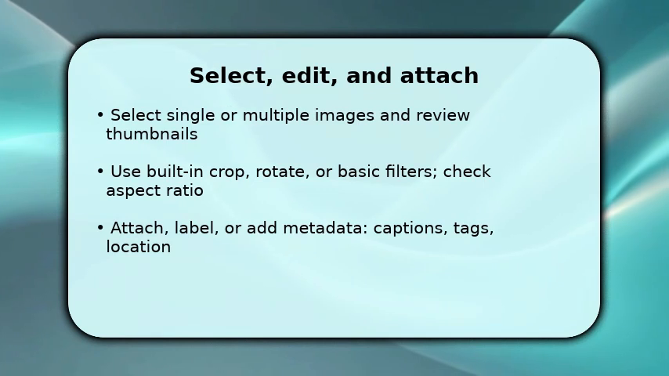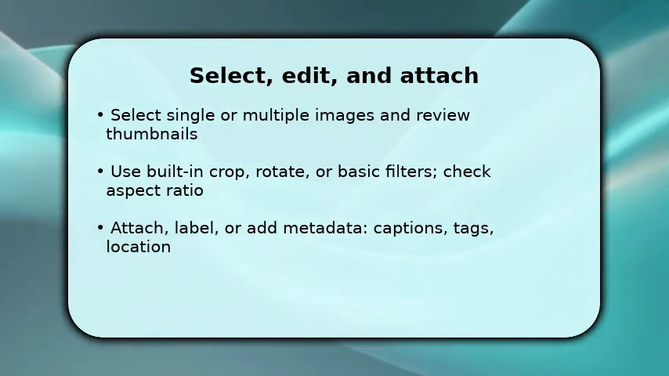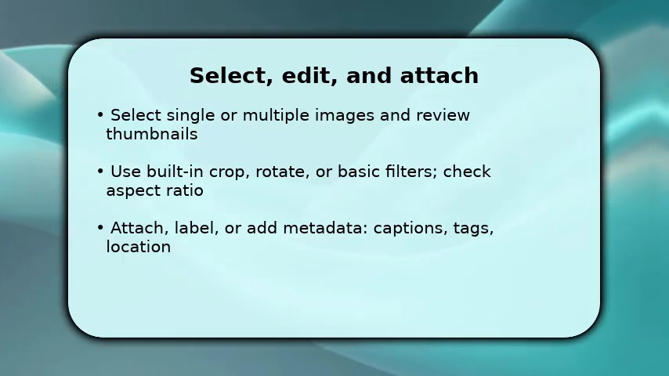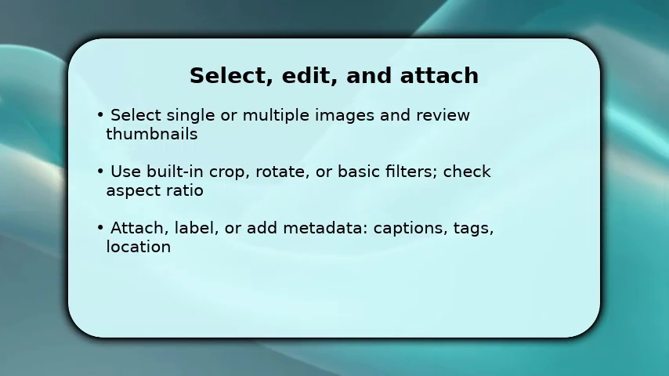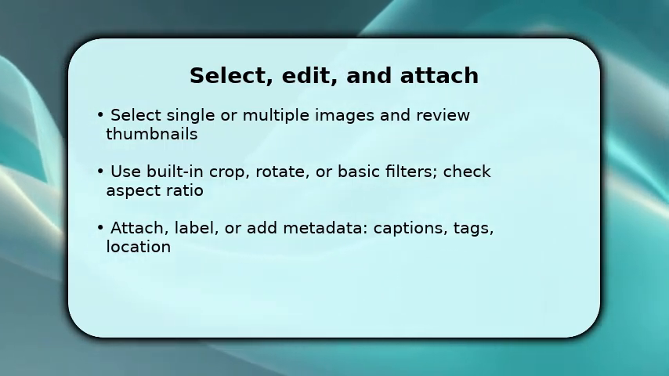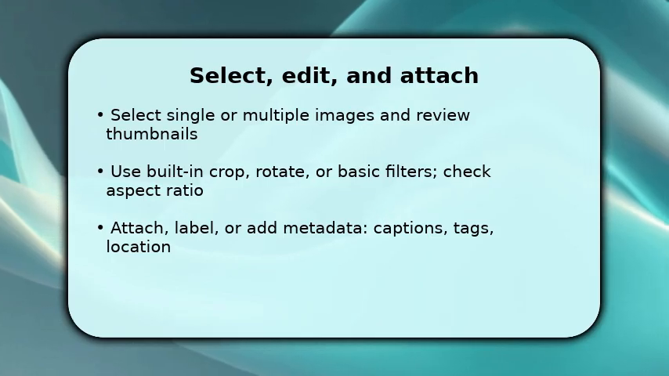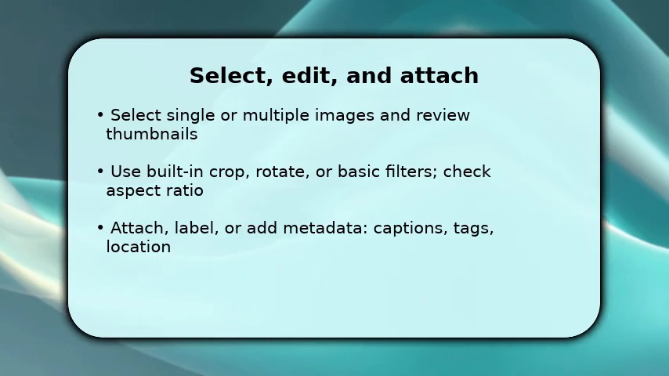Now you'll choose and prepare the photos for the app's context. Select one or multiple thumbnails, then use crop, rotate, or basic edit tools to match required aspect ratios. Add captions, tags, or metadata if the app supports them. This improves search and organization. You may need to compress large files. Use the app's compress option or an external tool.